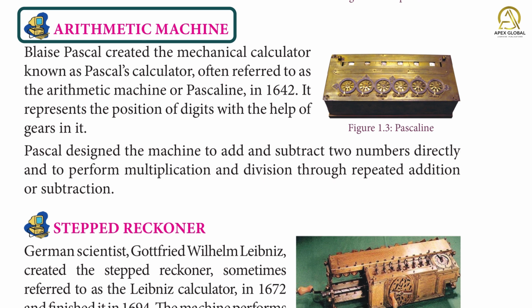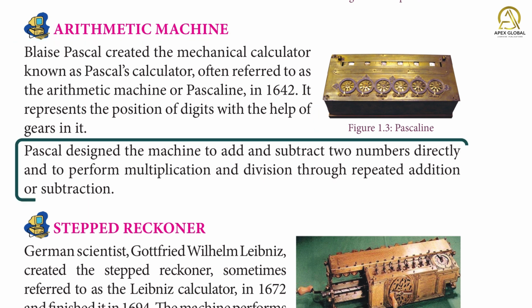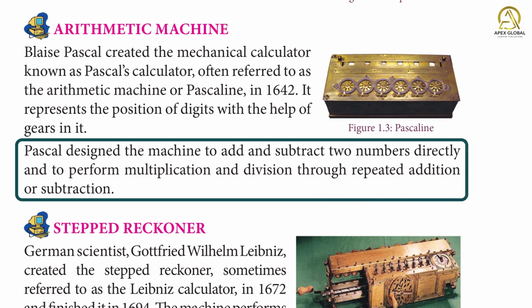Arithmetic machine. Blaise Pascal created the mechanical calculator known as Pascal's calculator, often referred to as the arithmetic machine or Pascaline. In 1642, it represents the position of digits with the help of gears in it. Pascal designed the machine to add and subtract two numbers directly and to perform multiplication and division through repeated addition or subtraction.